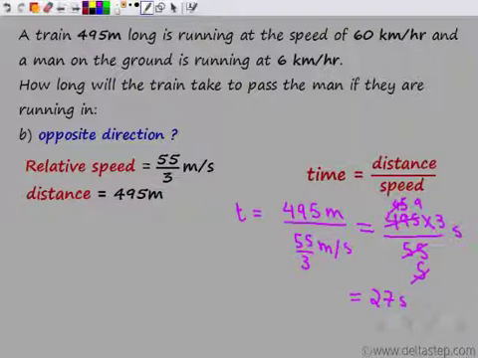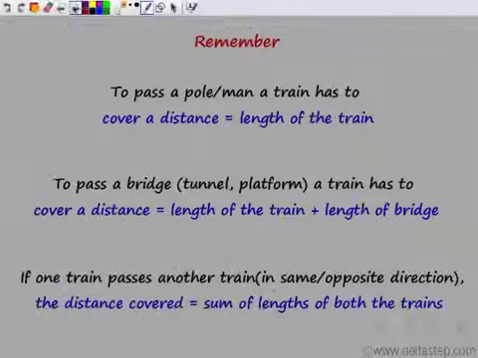That is, it would take 27 seconds to cross the man if the train and the man are running in the opposite directions. The train would take just 27 seconds to cross the man. So what you need to remember is that when a train is crossing a pole or a man, the distance covered is nothing but the length of the train. That is, when it is crossing an object which is of negligible length, then you can consider that the distance which it is covering is nothing but equal to its length only.